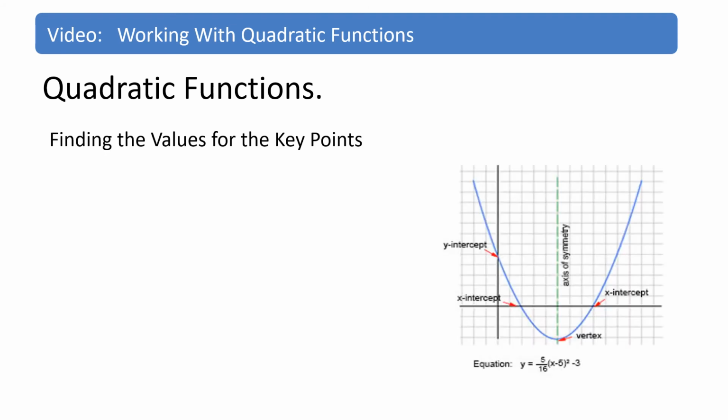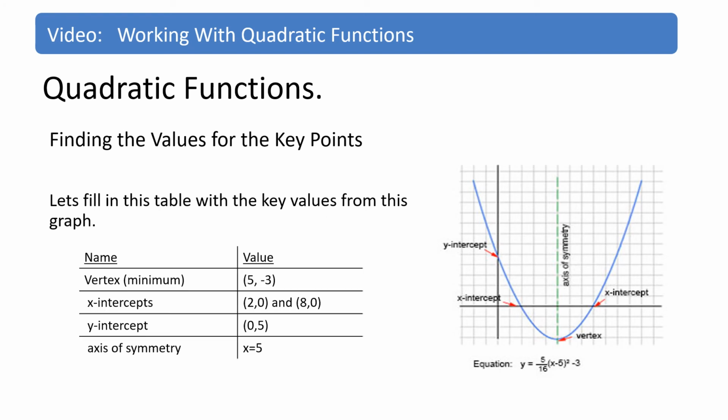How to find the key points for a graphical representation. Let's fill in this table with the key values from the graph. We have the name and the value. Let's start by finding the value of the vertex. We can count over 5 and down 3. We know the coordinate is (5, -3).